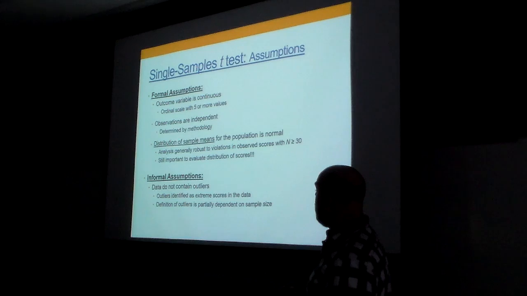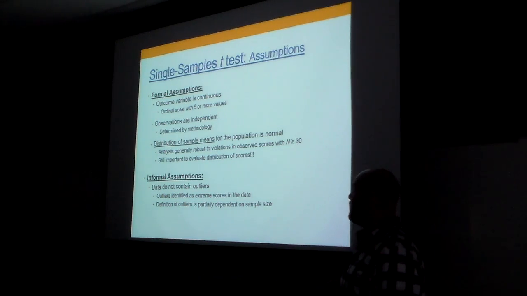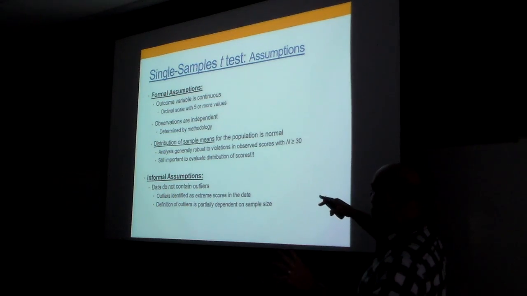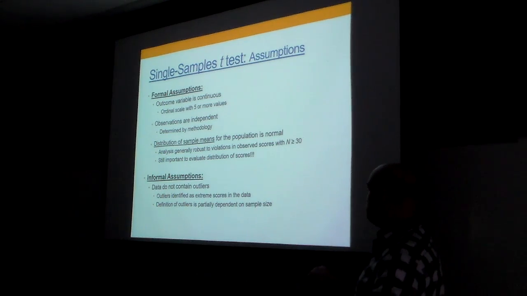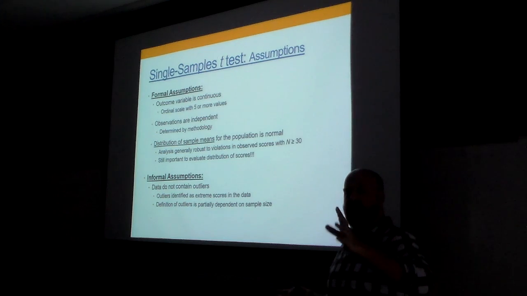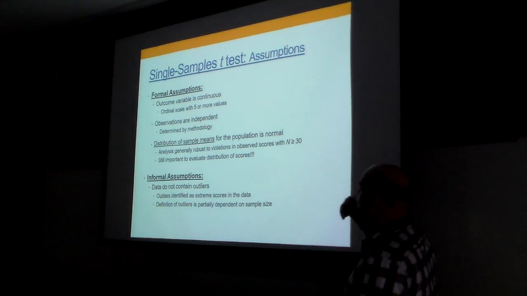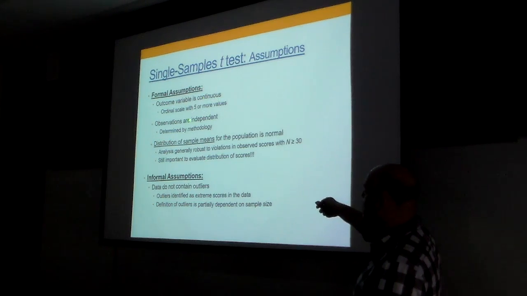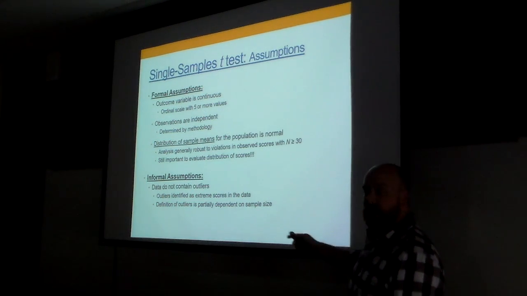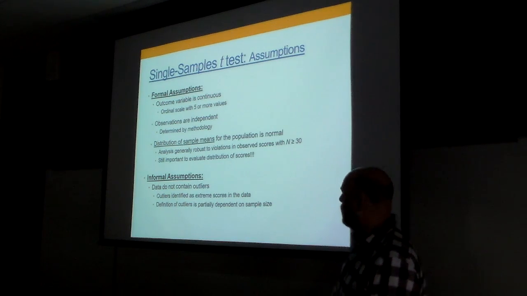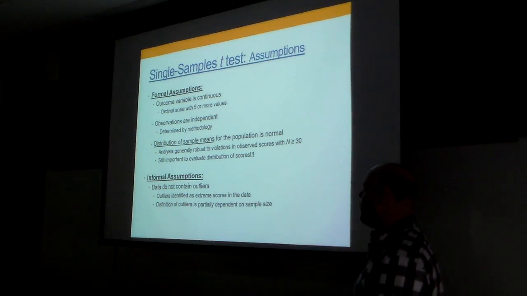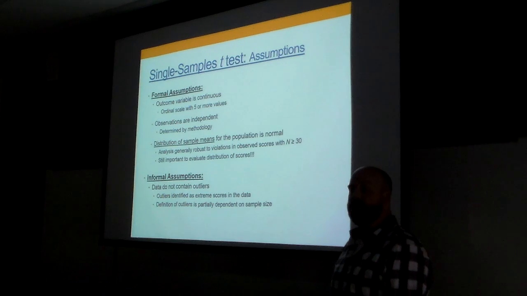But what we find is our analyses, our basic t-tests, our means-based analyses, are generally robust to violations as long as our sample's about 30 or more-ish, okay? So formal assumptions: continuous outcome, independent observations, and the distribution of sample means is normal, okay? Informal stuff: the data don't contain outliers, right?